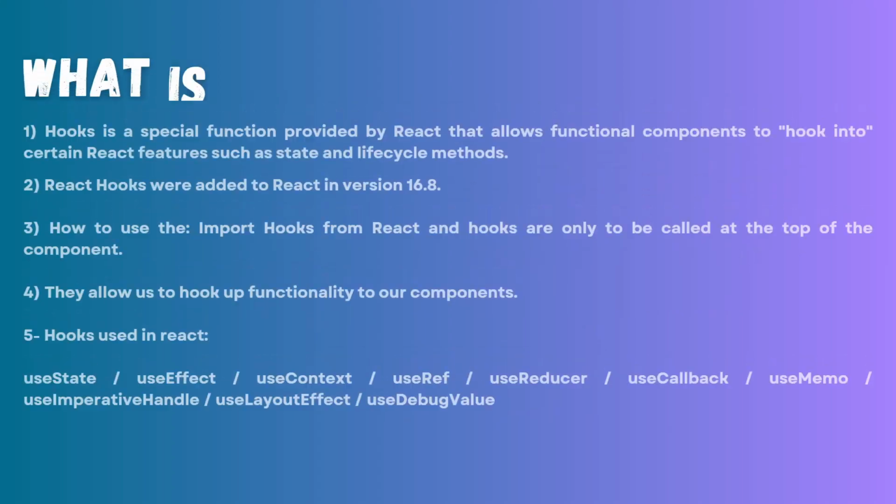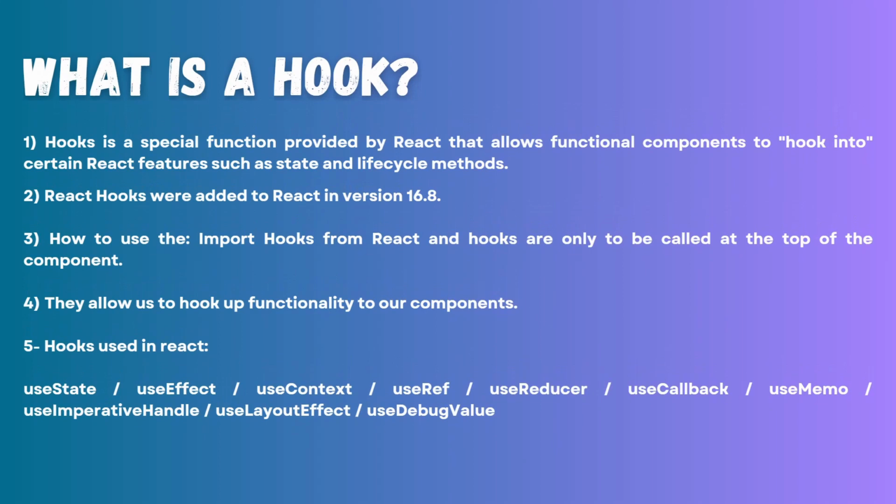What is a hook? In React, a hook is a special function provided by React that allows functional components to hook into certain React features and capabilities, such as state management, lifecycle methods, context, and many more. Hooks were added to React in version 16.8. To transition from class to functional components, hooks let us use state and other features within functional components, that is, without writing a class component.